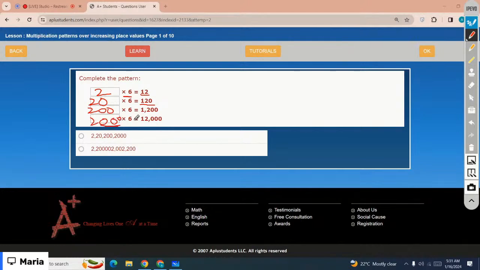You have to keep this in mind. The number of zeros over here and over here are exactly the same. Got it? So option number 1 is the correct option. Very good.